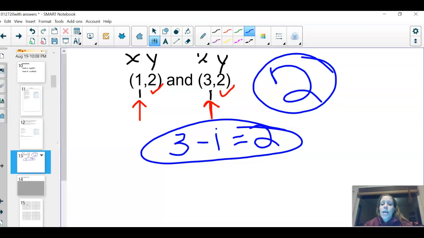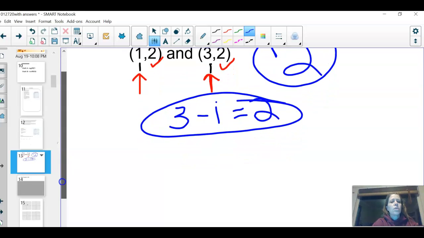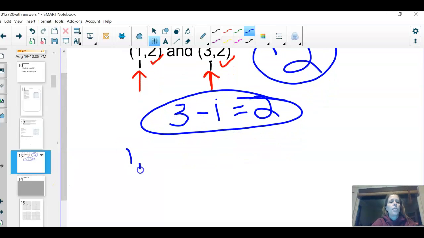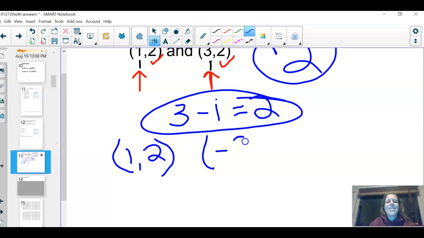Let's go ahead and try another one that's very similar, okay? Same thing, you're going to write what you think in the box. Ahora, tú vas a tratar un problema muy similar y necesitas escribir tu respuesta en la caja, okay? So let's start with, instead of 1, 2, and 3, 2, we're going to write 1, 2, and negative 3, 2.